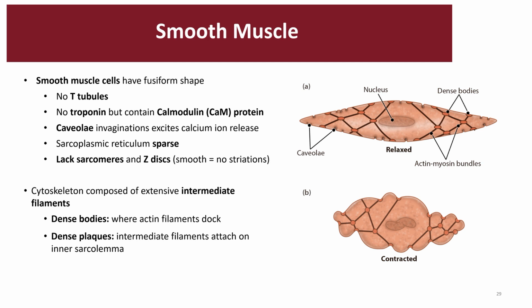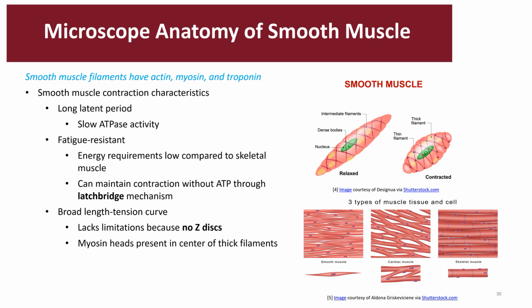The cytoskeletal component is composed of extensive intermediate filaments, and they're anchored by these dense bodies where the actin filaments can dock, and dense plaques where the intermediate filaments can attach to the inner compartments of the sarcolemma. Over here on the right, you can see the dense plaques. They're the structures that align to the cell membrane, and the dense bodies which will anchor and hold on to the actin thin filaments. The smooth muscle filaments have actin and myosin, and there's a typo right here. It does not have troponin.